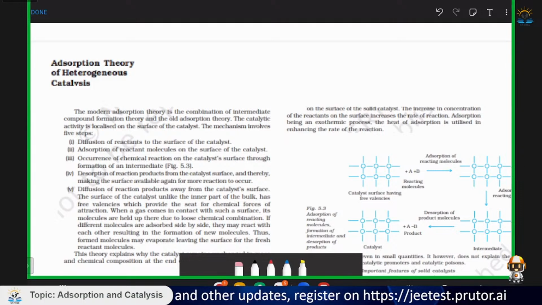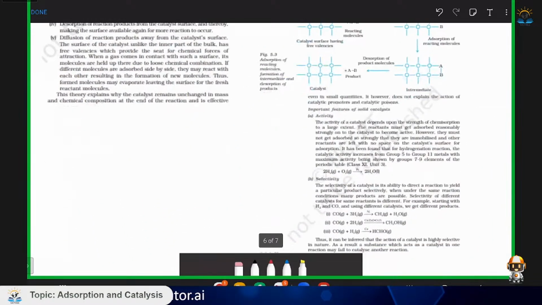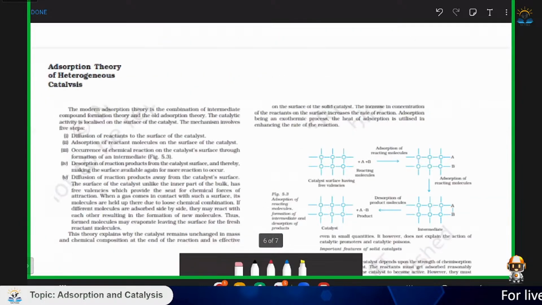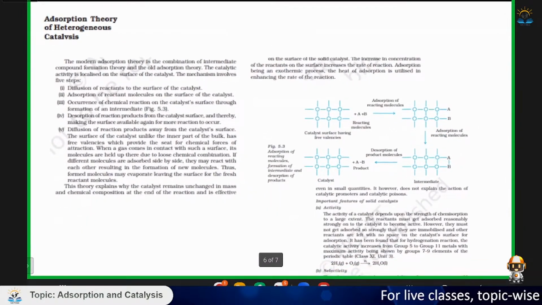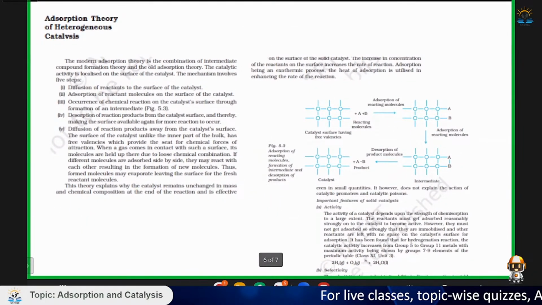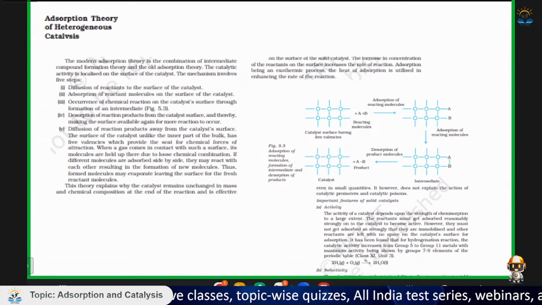There are two other theories. One is intermediate compound formation theory. This theory is discussed in NCERT, very shortly. Suppose your A and B are reacting to form AB. And how does that happen in presence of a catalyst?